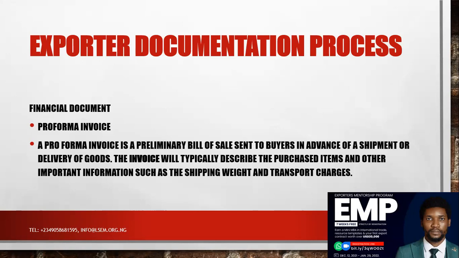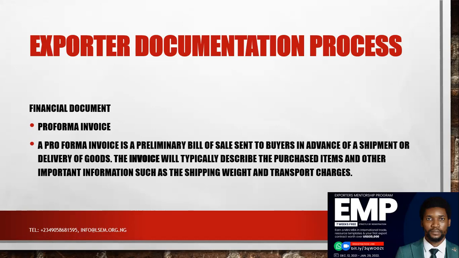A pro forma invoice is a preliminary bill of sale sent to the buyer in advance of a shipment or delivery of goods. The invoice will typically describe the purchased item and other important information such as the shipping weight and transport charges. So usually, if needed, you might have to send a pro forma invoice to your buyer or your importer, which just shows a preliminary invoice and not the final invoice for the commodities that you are sending to his country.